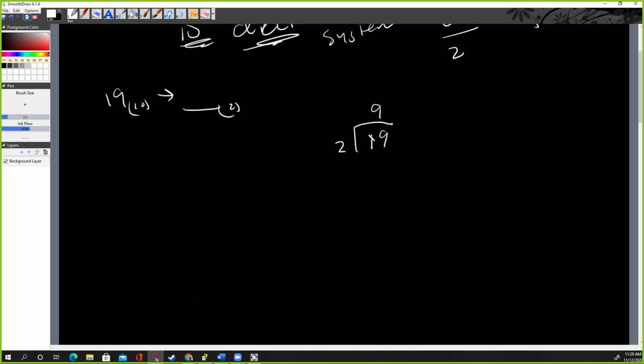Is there a remainder left? Yes, there is, because 2 times 9 is 18, and so there is a remainder, right? So there is a remainder of 1.